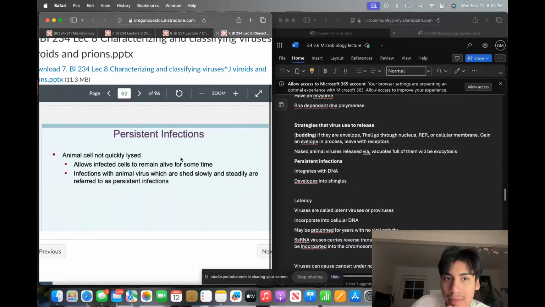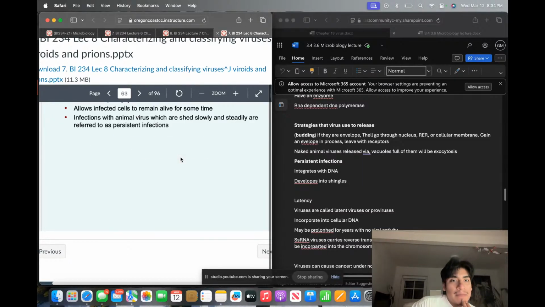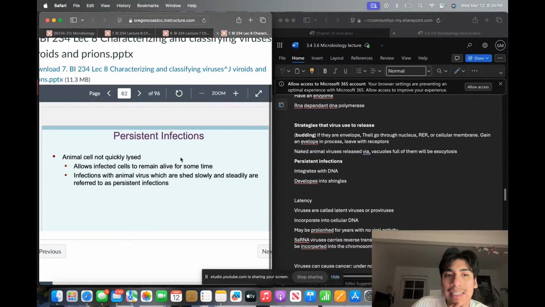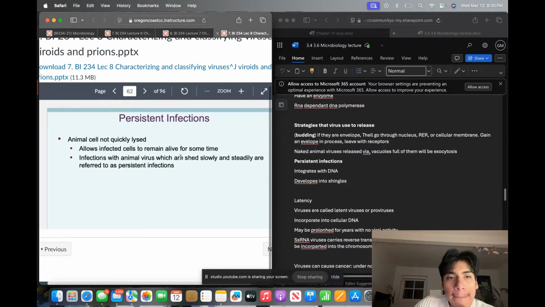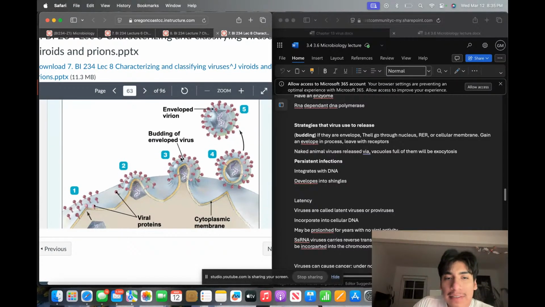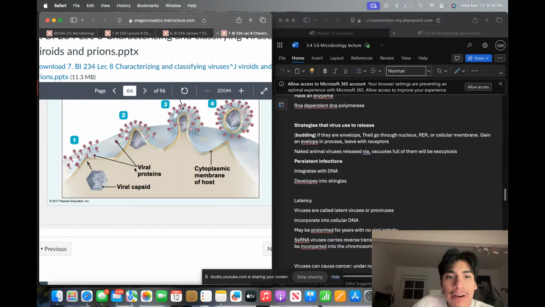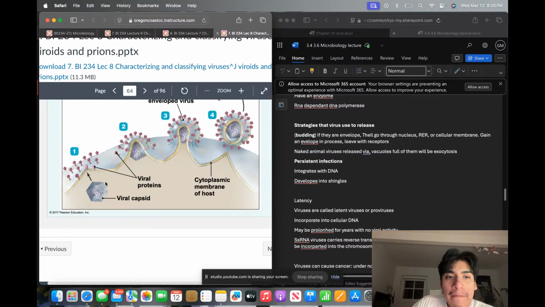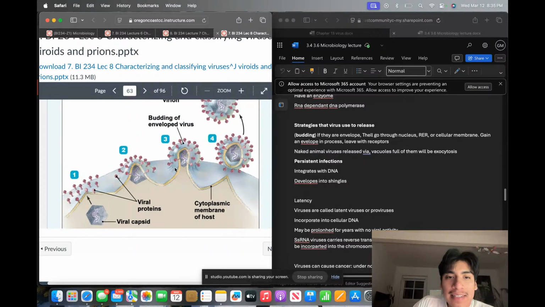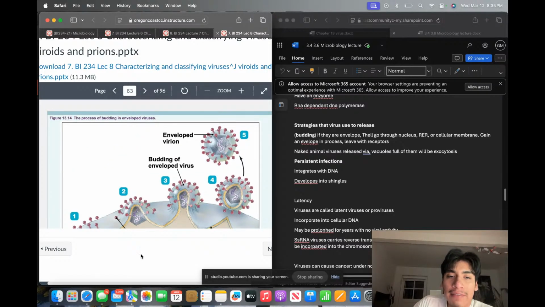All right, so persistent infections. Animal cells do not quickly lyse, which allows infected cells to remain alive for some time. Infections with animal viruses that are shed slowly and steadily are referred to as persistent infections. All right, so here's an enveloped virus: the viral capsid has already been created, and the budding process is when it steals the envelope, and then there you go, an enveloped virion.